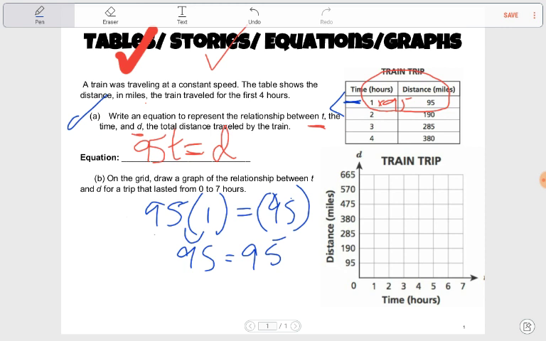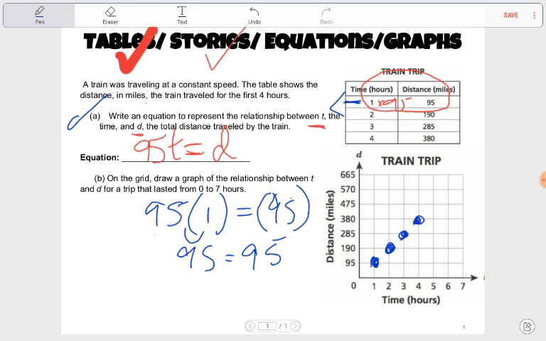The next thing is on the graph, draw a graph of the relationship between t and d for a trip that lasts from 0 to 7 hours. You have to be careful here because they only give you 4 hours. So at 1, we go 95 miles. At 2 hours, 190. Let's graph those 4.